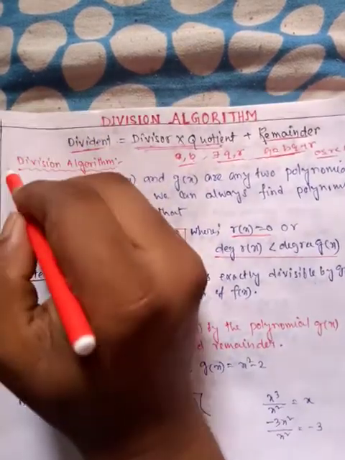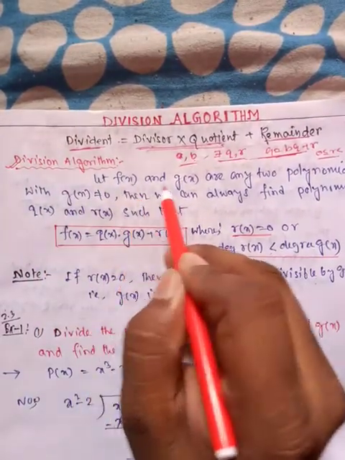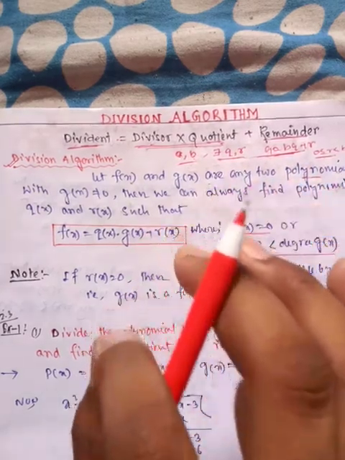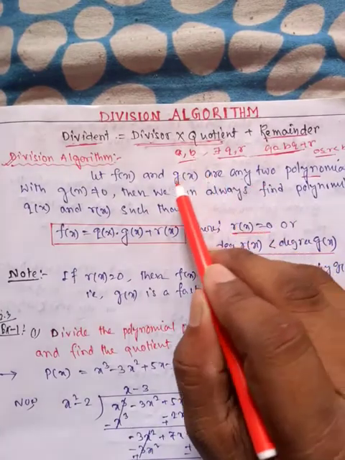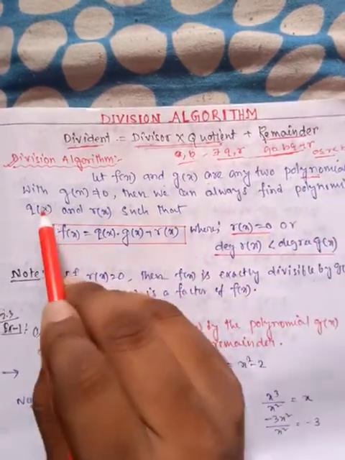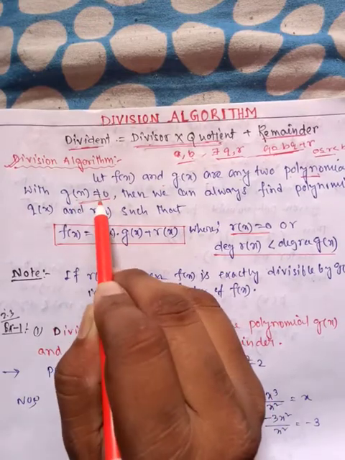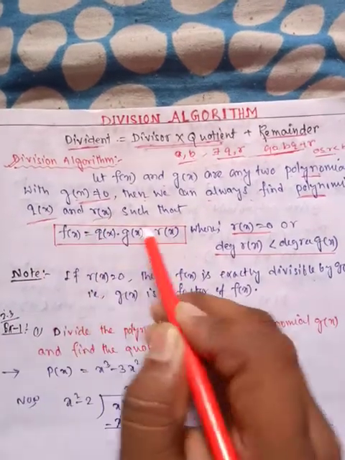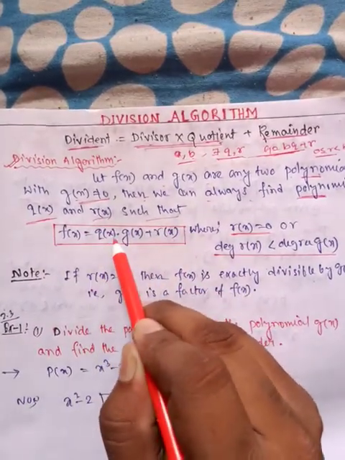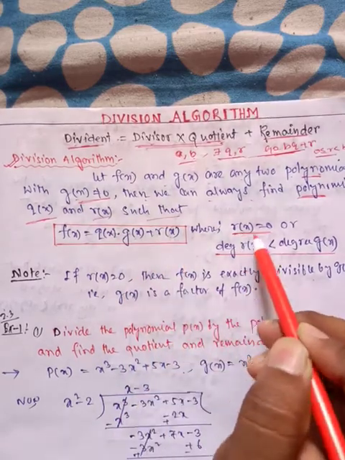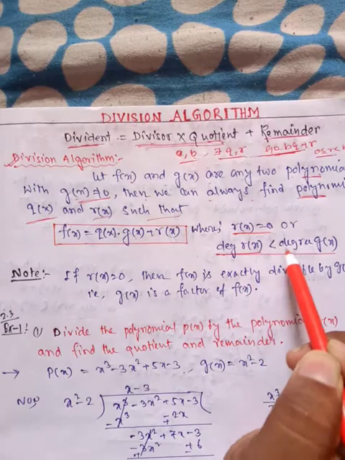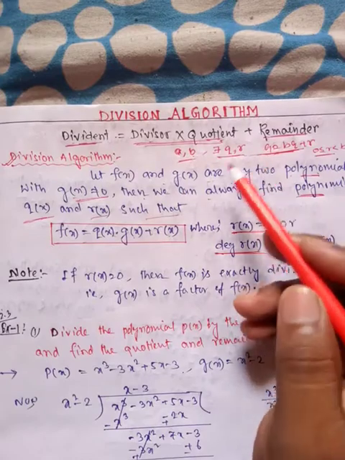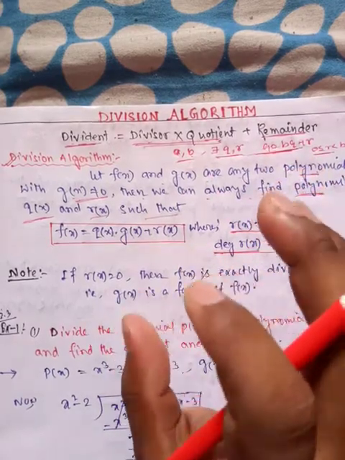Now what is division algorithm for polynomials? Let f(x) and g(x) be any two polynomials. It is quite similar to the real numbers. If f(x) and g(x) are two polynomials with g(x) not equal to 0, then we can always find polynomials q(x) and r(x) such that f(x) equals q(x) into g(x) plus r(x), where r(x) may be 0 or degree of r(x) is less than degree of g(x). If you compare this lemma and the division lemma for real numbers, you can find that both are similar.